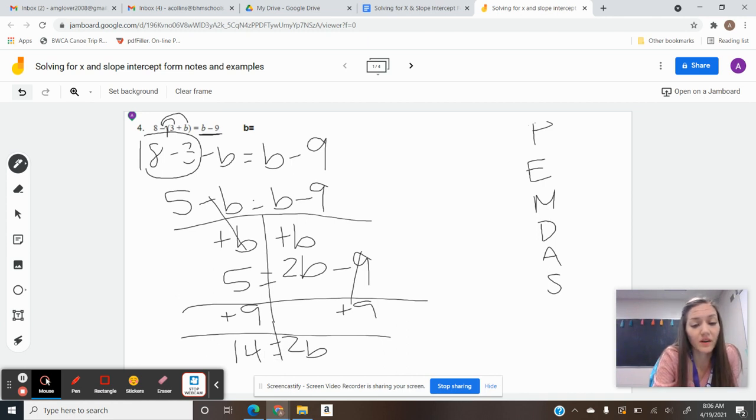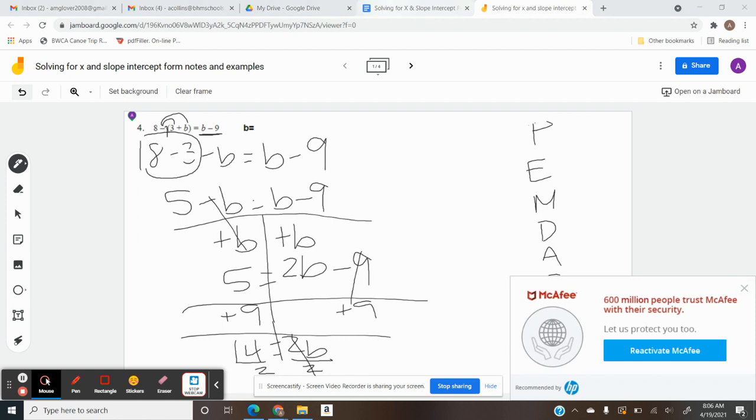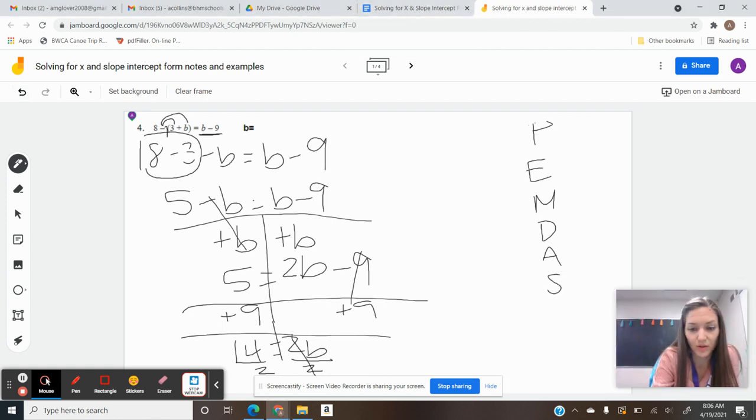Okay, almost there. I want to get b by itself, but it's being multiplied by 2. I'm going to do the opposite of multiplying by 2, and I'm just going to divide by 2. And if I do that, 2 divided by 2 is just 1, so that's why those cancel out. I would just be left with b on this side. 14 divided by 2 is 7. Okay, so my b equals 7.